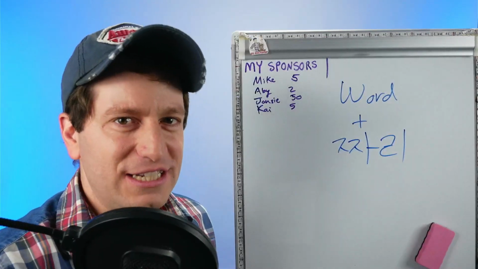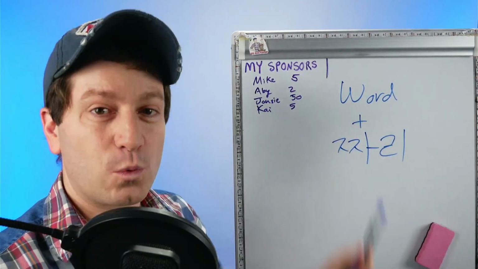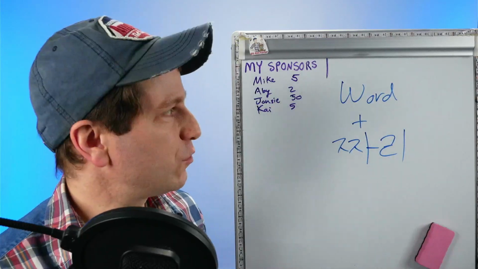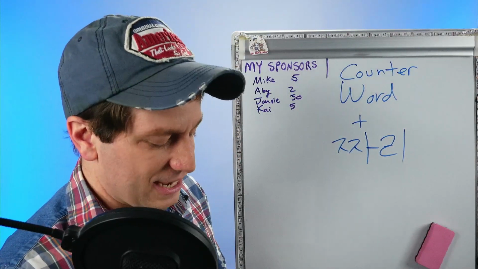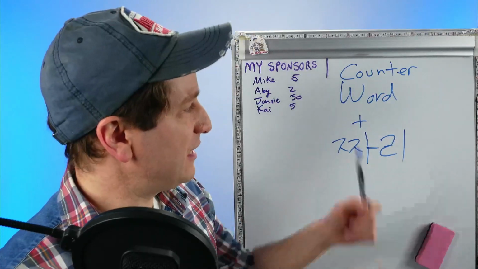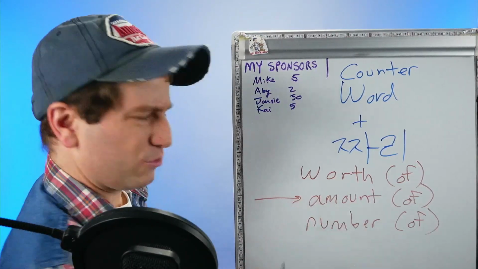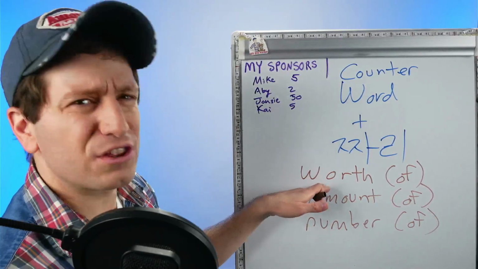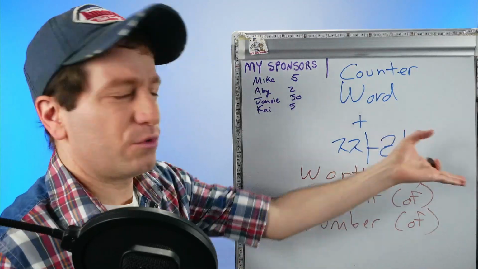The only thing you need to know today about how to use jjeori is that it goes directly after a word. Most of the time, almost all the time, it will go after what's known as a counter word. There are some other words you'll see it used after as well, like how many, but typically it'll go after a counter word. And what it means is an amount of something. But you can also think of it as meaning worth of, like an amount of something. So that amount is worth whatever.